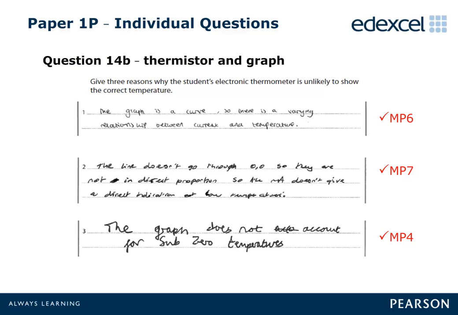The marking points highlighted are MP6, line is curved. MP7, line does not pass through the origin. MP4, current not negative when the temperature is below 0 degrees C. We have completed paper 1P.